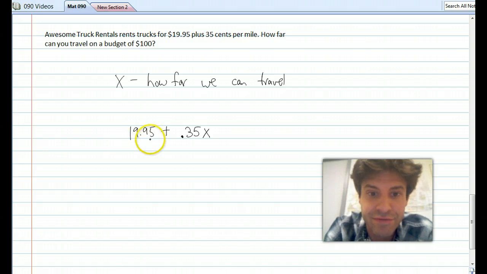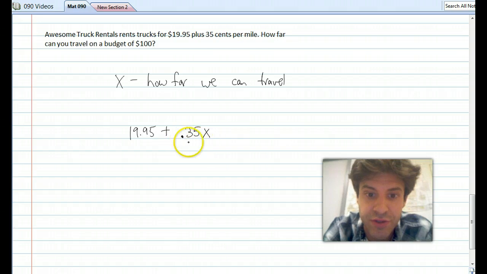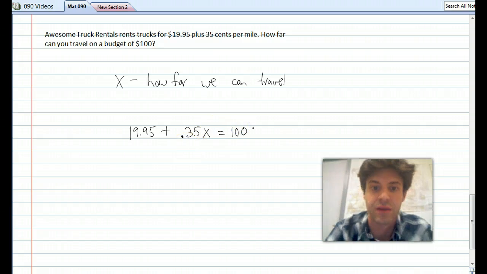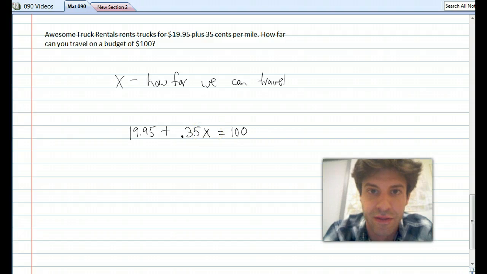So again, $19.95 is our base cost. We're charged 35 cents per mile. This total thing can add up to as much as $100. So let's set it equal to $100 and see what x value we get out of this.